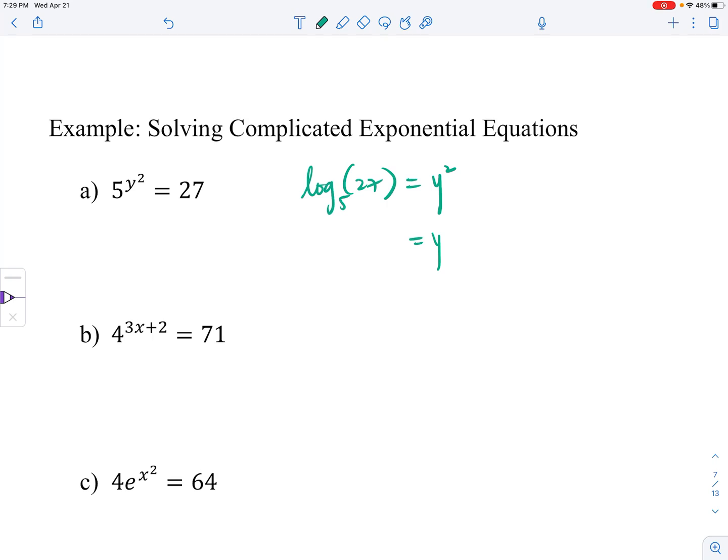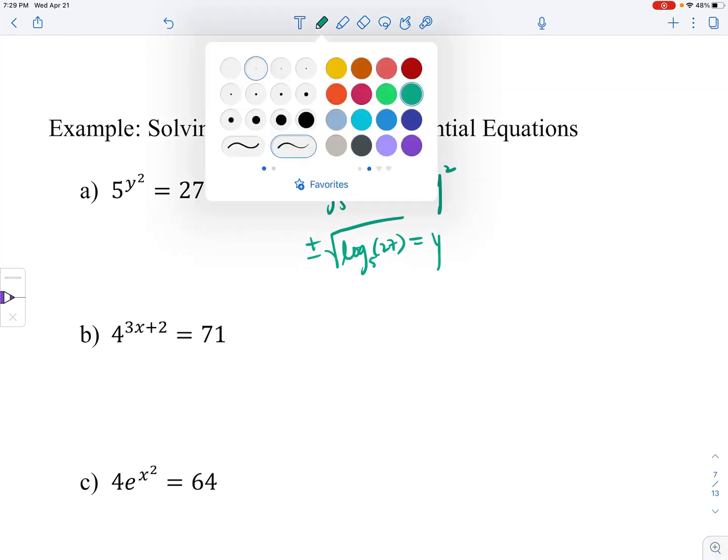So y will actually have two values. We would get plus or minus the square root of log base 5 of 27. And that would be the exact value. Well, there would be two values, right? You would have the positive and the negative value for y. If you wanted the decimal approximation, you could type it into your calculator, but this would represent the exact values of the solutions. No decimal approximation.